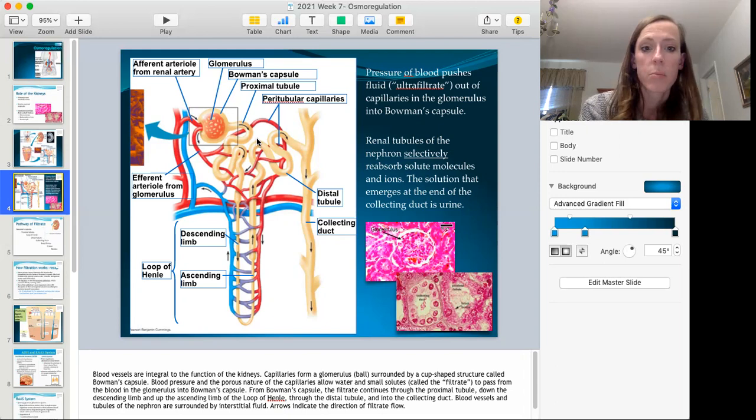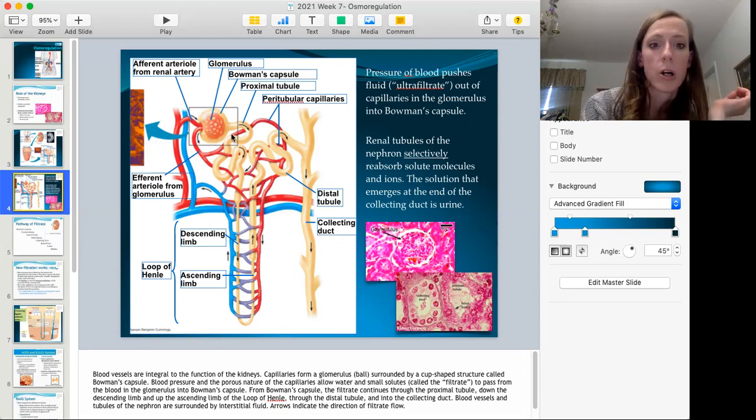But first, a little bit of anatomy of the nephron itself. Okay, so here is the first part of the nephron. This is called Bowman's capsule, this little tan cup-shaped structure, okay? And it surrounds a ball of blood vessels called a glomerulus, okay? So Bowman's capsule sitting right around that glomerulus, okay?